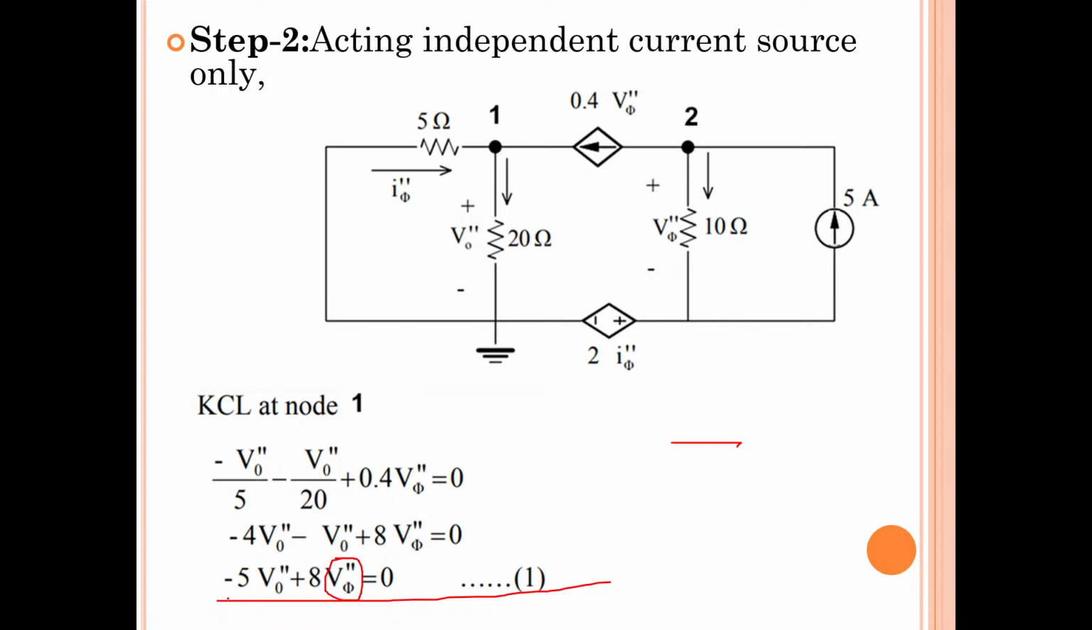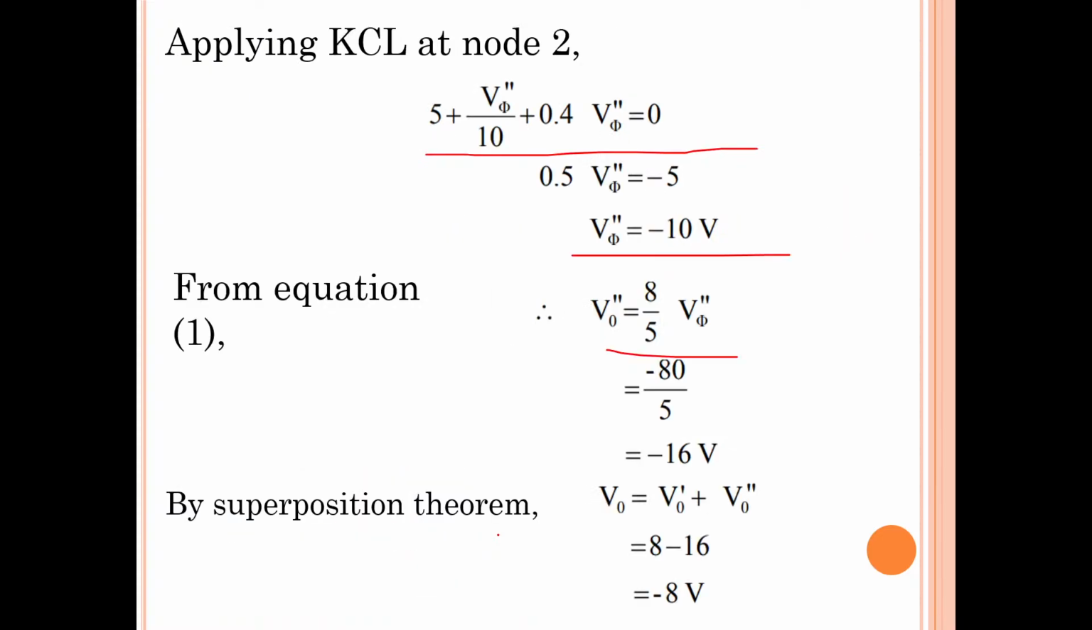Now substitute that value in equation 1. Substitute V5 double dash in equation 1, so you will get V0 double dash. So V0 double dash value is how much? Minus 16 volts. Now we got V0 double dash. We already calculated V0 dash, so you just add those two values. So V0 dash is 8.